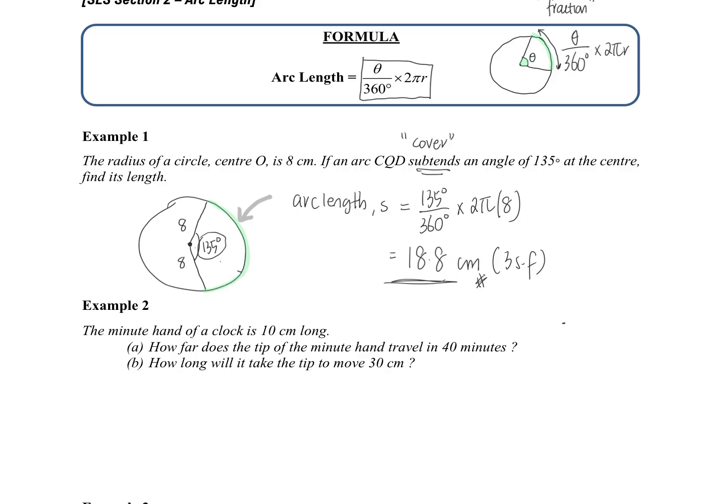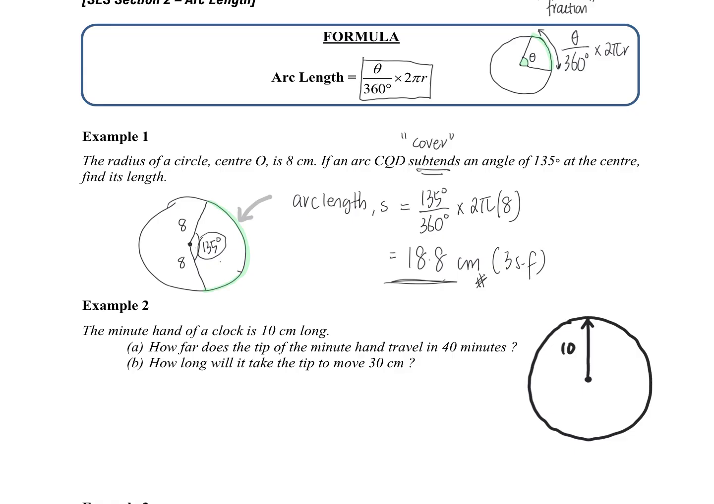Okay, let's visualize this question. I have a circle. The minute hand is 10 cm long. So it's trying to suggest that the radius is 10. The hour hand is the shorter one. The minute hand goes all the way. So they are trying to tell you the radius is 10. And then how far does the tip of the minute hand travel in 40 minutes?